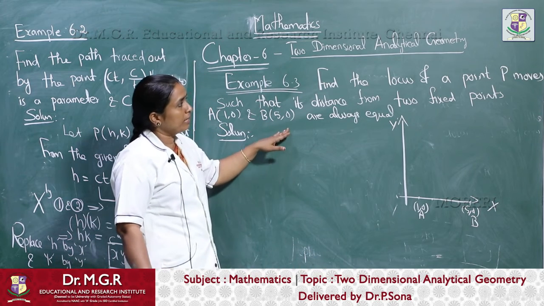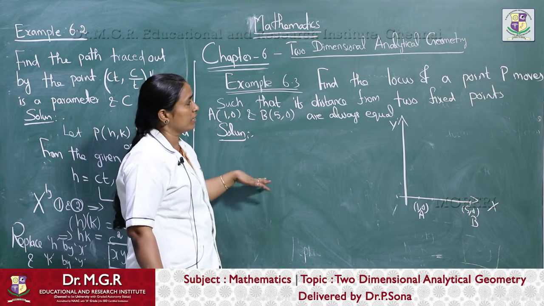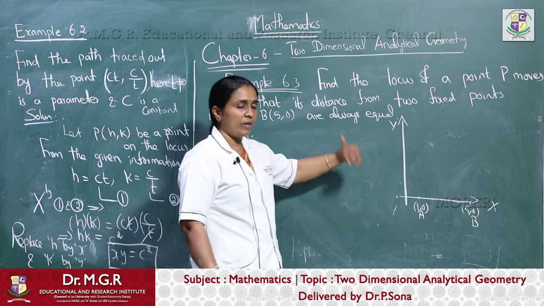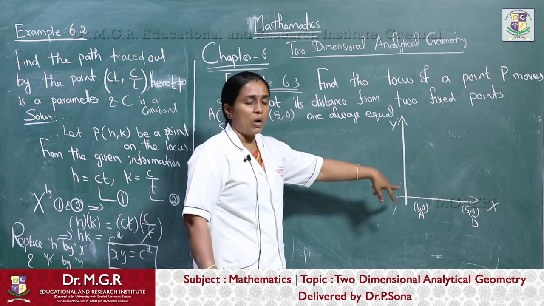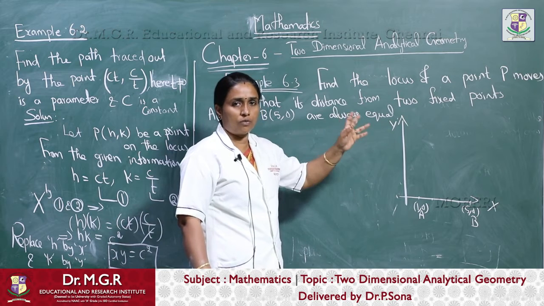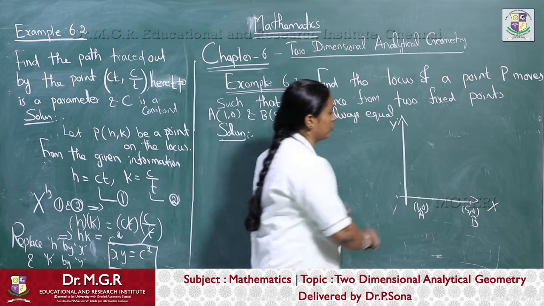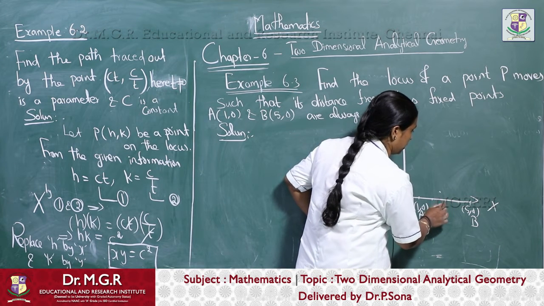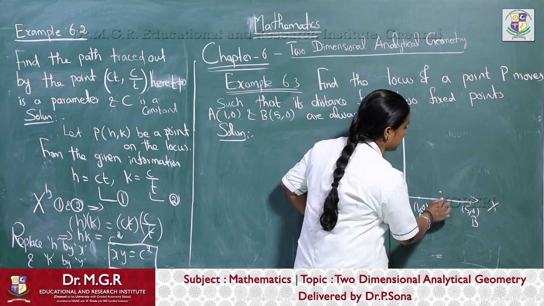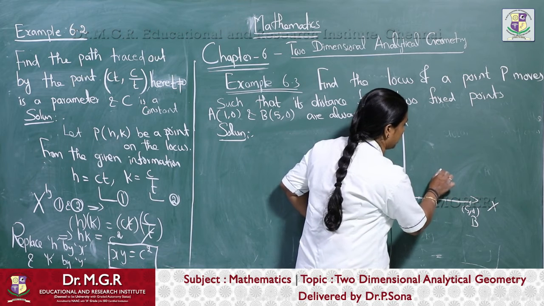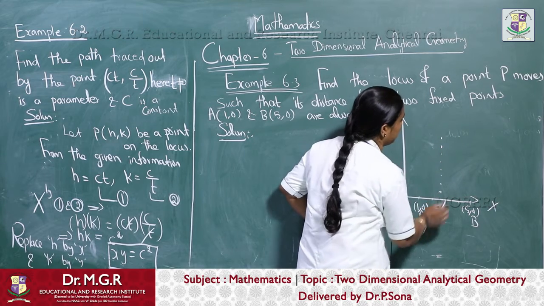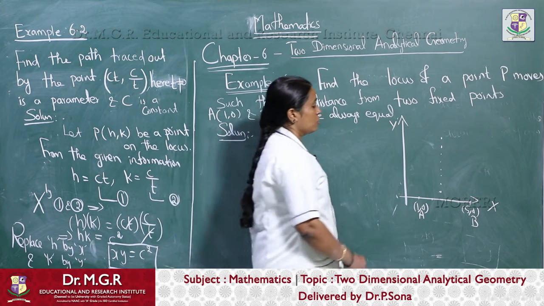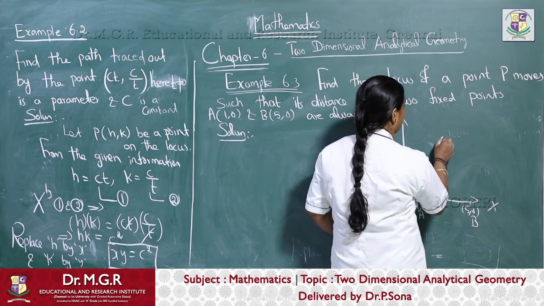The question is to find the locus of a point P in such a way that its distances from the two fixed points are equal. This type of question we have also seen in the introduction: if two points are there, how to find a point equidistant to both of them. Suppose we take one point here, it is equidistant to these two points. Similarly here, likewise we can find infinitely many points equidistant to these two points. So let us assume that this is the point P.